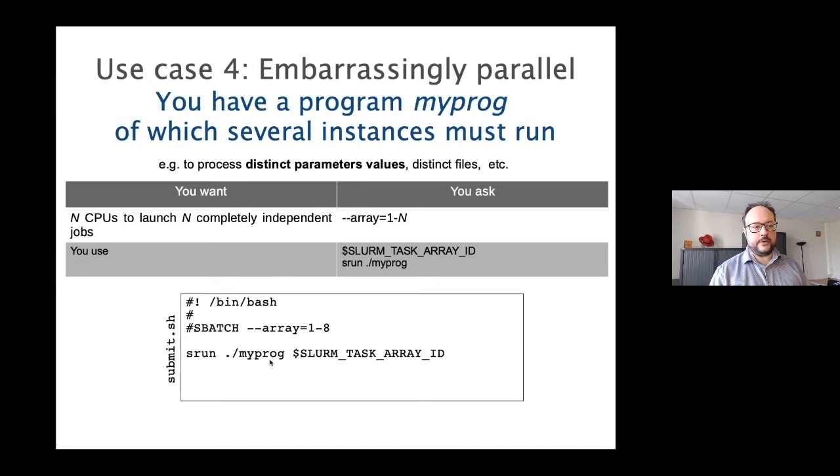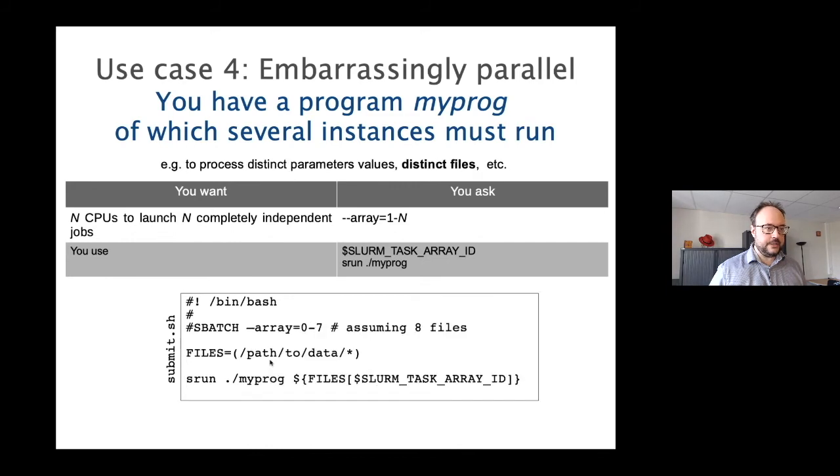The nice thing about arrays is that you can manage the whole array at once. If you need to cancel the array, you can use the array ID, which is the ID of the first job, and you can cancel the whole array, so all the jobs. But you can also cancel individual jobs in the array, and so on. So arrays are a nice way to organize a large number of jobs which basically do the same thing, except for one thing or another.